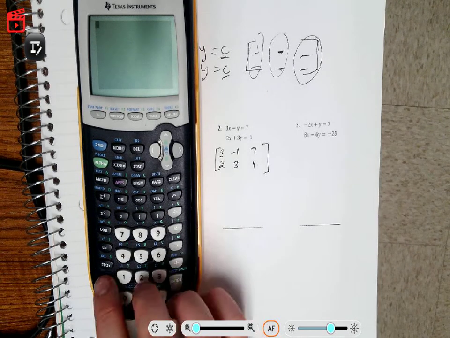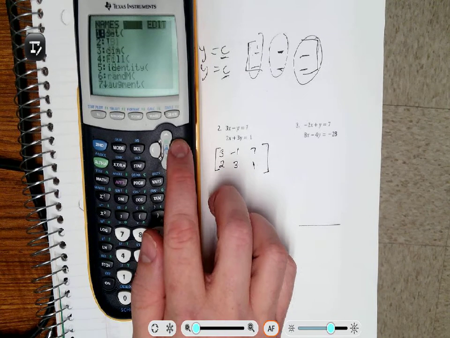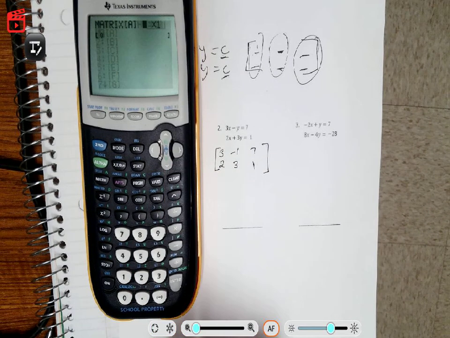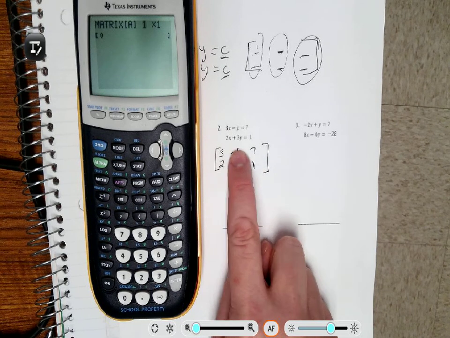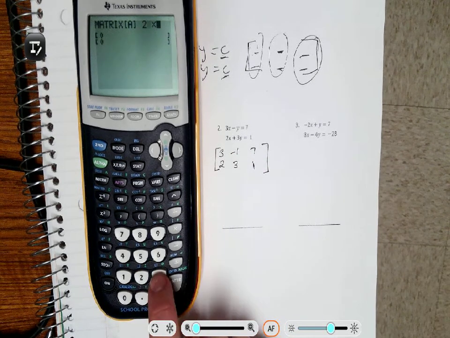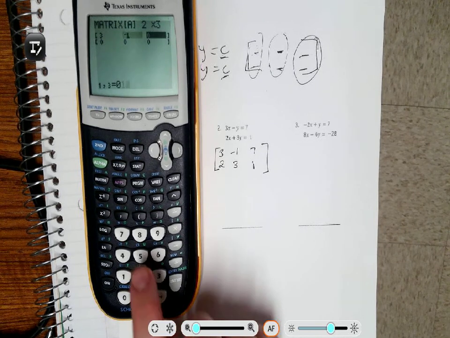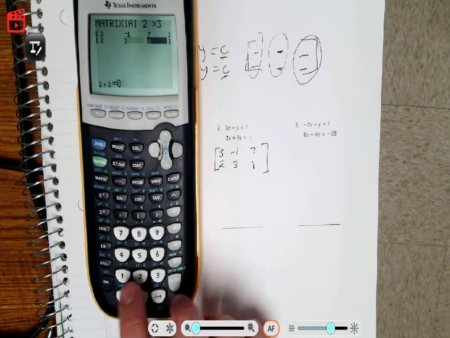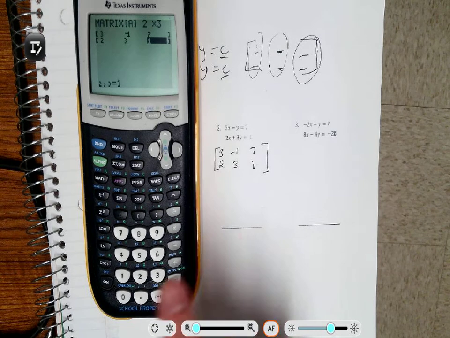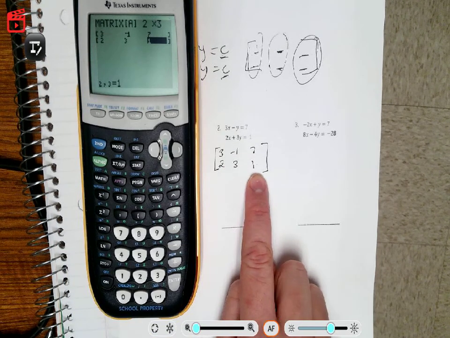Here we go. We're going to hit second matrix. We're going to arrow over to edit and choose matrix A to edit. We're making a 2 by 3, 2 rows, 3 columns. So 2, enter, 3, enter. Then we'll plug in those numbers: 3, -1, 7, 2, 3, and 1. We double check and see that our matrix in our calculator is the same matrix that we've designed. And we will quit.